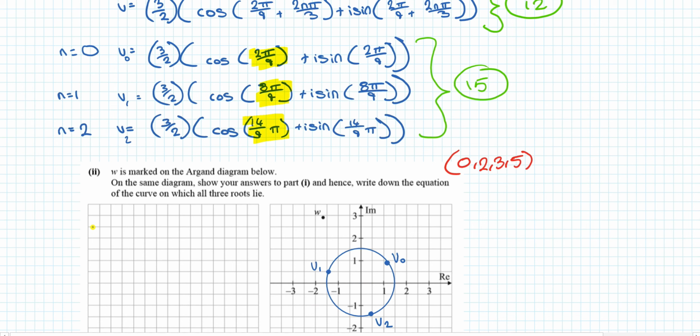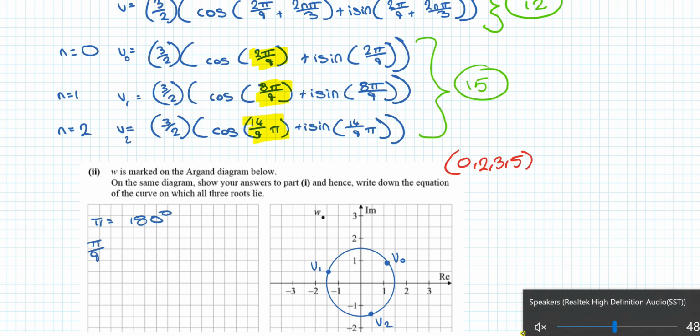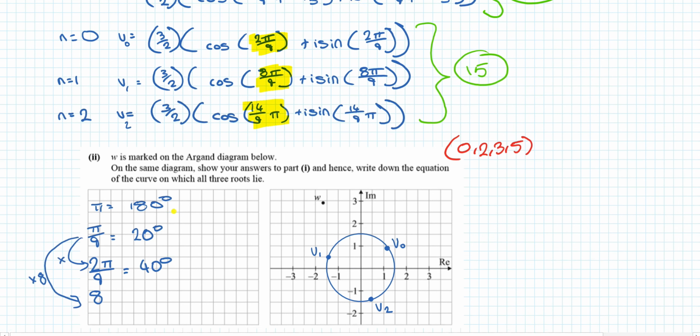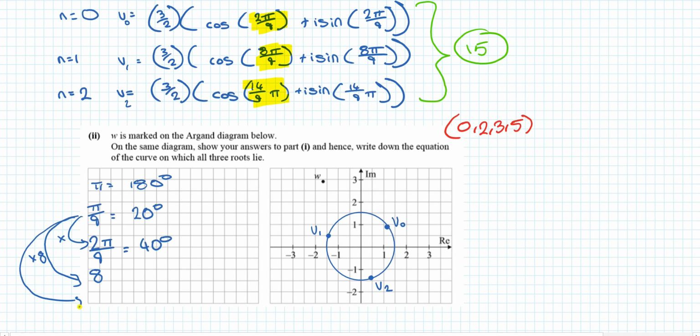Remember, pi is equal to 180 degrees. So pi over 9 is equal to 20 degrees. So 2 pi over 9 is equal to 40 degrees. We're going to know that 8 pi, so I just multiply by 2. Now I'm going to multiply by 8. And the next one I'm going to multiply by 14.